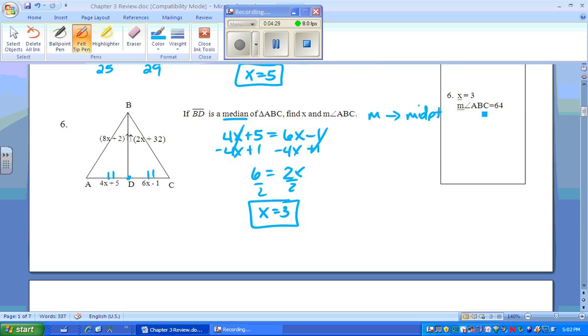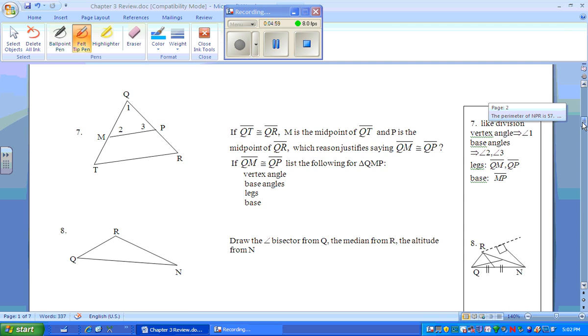And then what do we want here? We want angle ABC. ABC is this angle up here. So I could do 8 times 3 is 24, plus 2 is 26, and then 2 times 3 is 6, plus 32, 38. So then angle ABC would be 26 plus 38, which is 64. Hopefully you've been doing well so far.